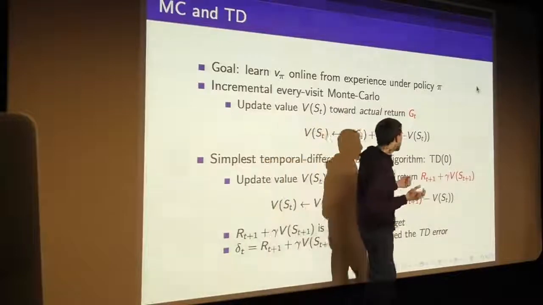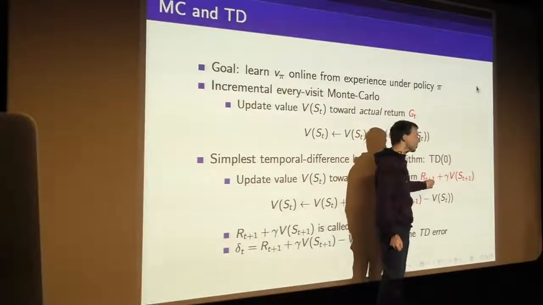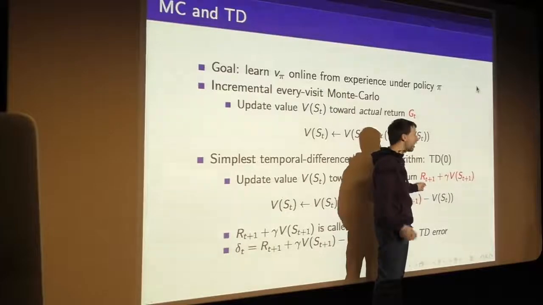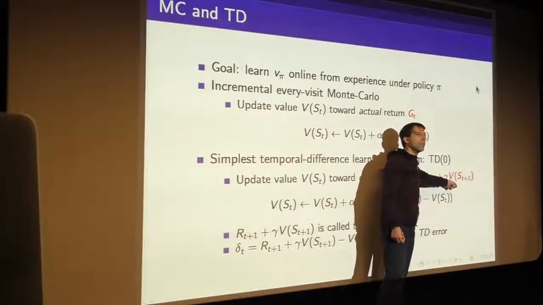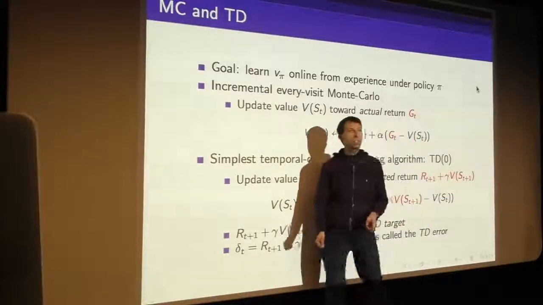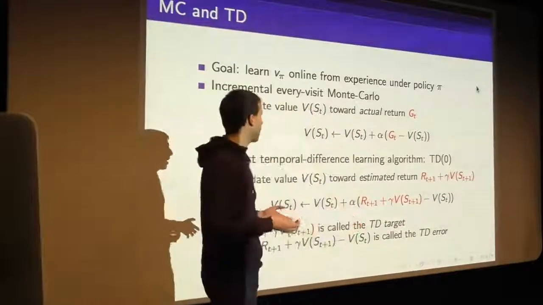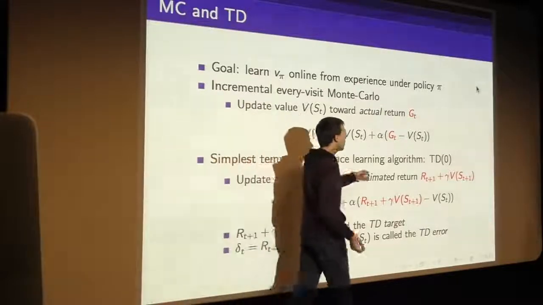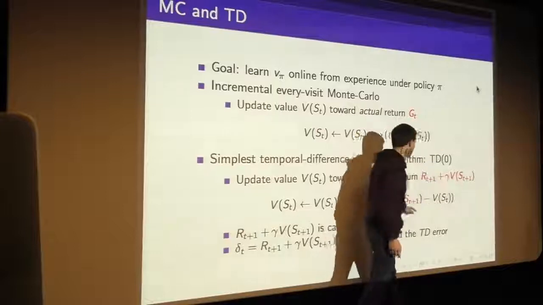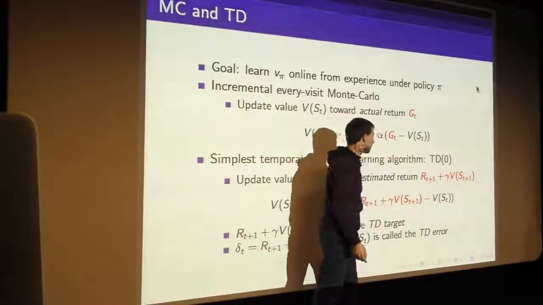So the estimate consists of two parts, which are the immediate reward. I think the total reward is going to be the immediate reward plus the discounted value of the next step. So it's just like the Bellman equations we saw in the previous lectures. And now what we're going to do is substitute this estimated return, and use that instead of the real return.